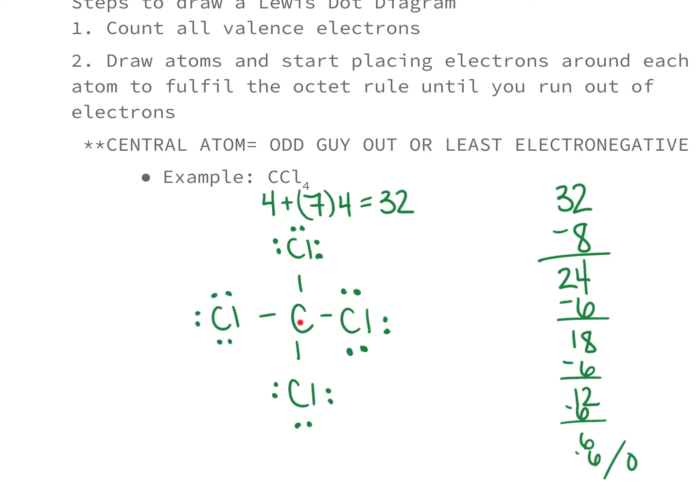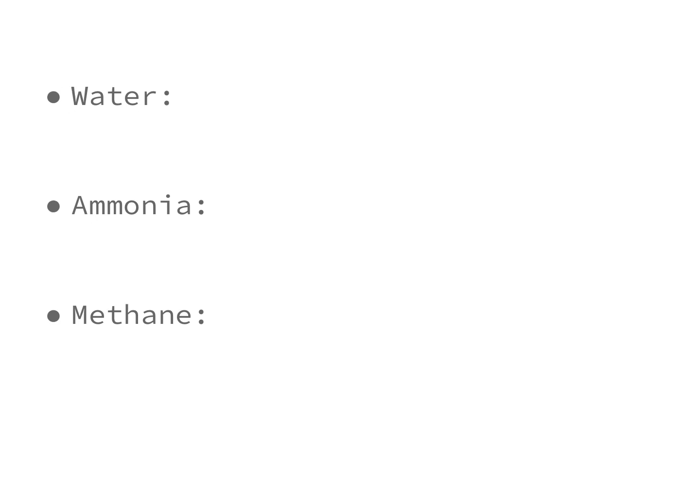Carbon wants how many? 8. And how many are in a line? 2. So it's used 2, 4, 6, 8. So have I fulfilled the octet rule for all of the atoms? Okay, so this is how you know you're done. Each of your atoms has 8 electrons around it, and you've used every single electron. We're going to do 3 more practice problems together, and then you'll do some on your own.